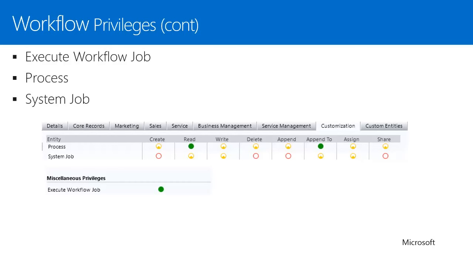The system job entity allows them to see when a workflow is triggered, it creates a system job, and they can actually see then the process that happened. If it's in a waiting state, is it completed? They can see that information by having access to the system jobs. And then the execute workflow job privilege allows users to actually execute an on-demand workflow. So they basically need to have this permission in order to execute a workflow.